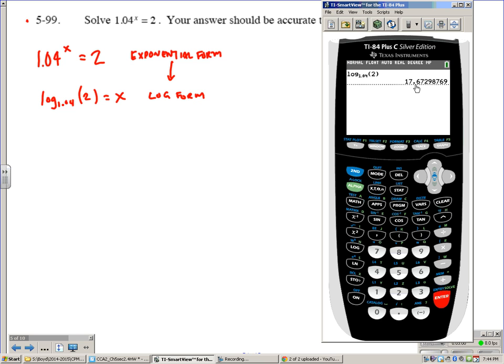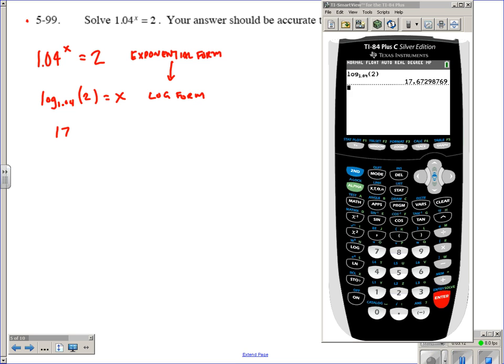Now remember, it asked us to give the answer accurate to 3 decimal places. So we're going to be looking at 17.673 if we round it there, right? The 9 is going to make it round up to 3, so 17.673 is equal to x. That would be our exponent that we would need to raise 1.04 to in order to end up with 2.